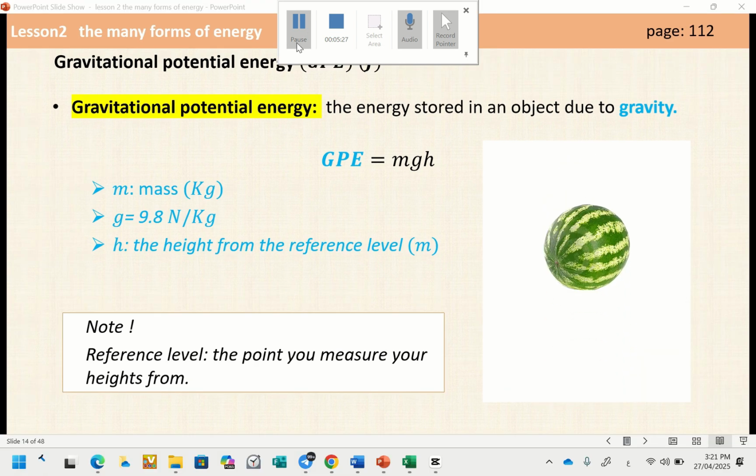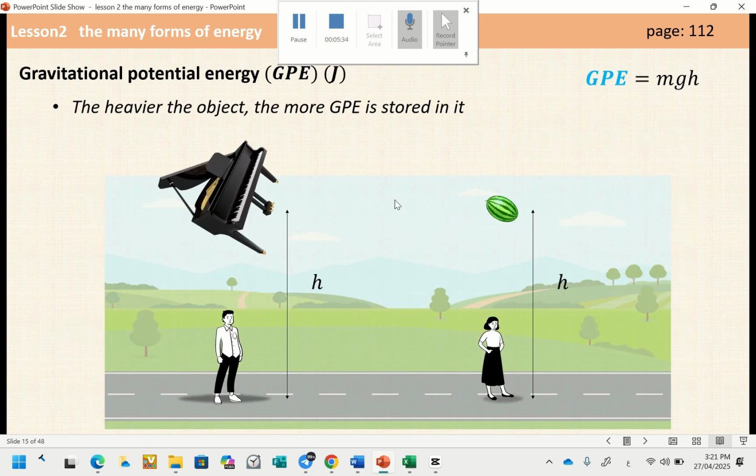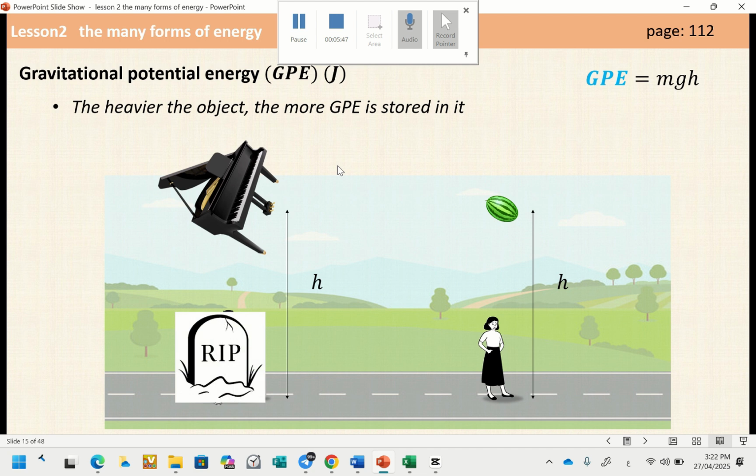So, what does the gravitational potential energy stored in the object depend on? According to the equation mgh, you can see that the gravitational potential energy depends on two factors, or three factors, but as long as we are on Earth, it's just two factors. The first factor is the mass. You can see that the bigger the mass, the more gravitational potential energy the object stores.